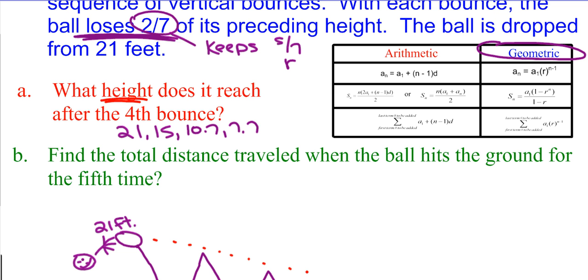This is just to show you an idea of it. Now this is kind of a new concept. The first bounce happened right here. After the first bounce, that was 15. So this is actually the first bounce, and this is the second bounce, and this is the third bounce.